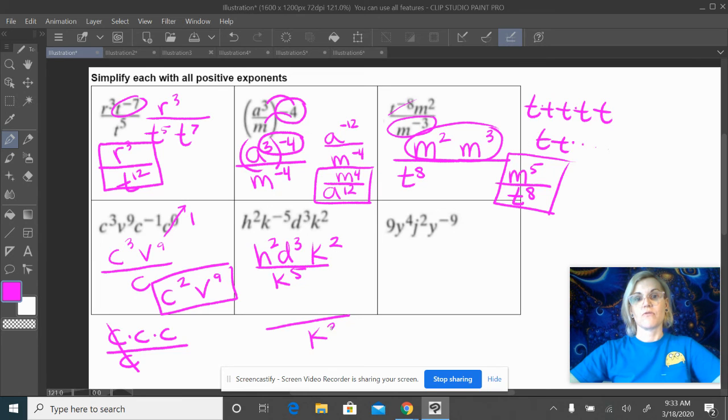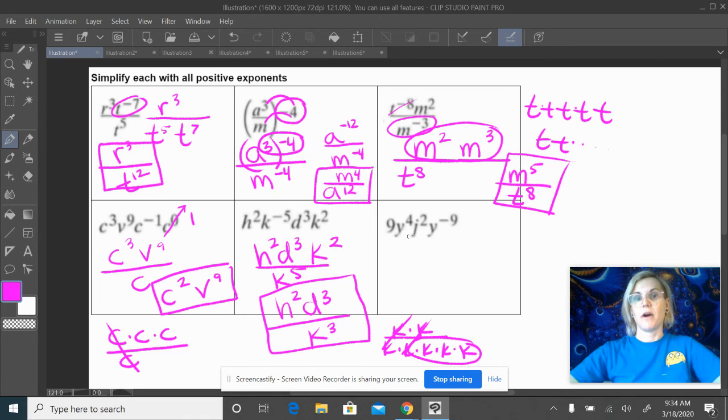I end up with 3. And then I have h squared d cubed. So that's really the shortcut. But again, if you wanted to write it out, I'll write it right here. I have k times k on the top. I have 1, 2, 3, 4, 5 on the bottom. So those cancel, and I'm left with 3 k's on the bottom.